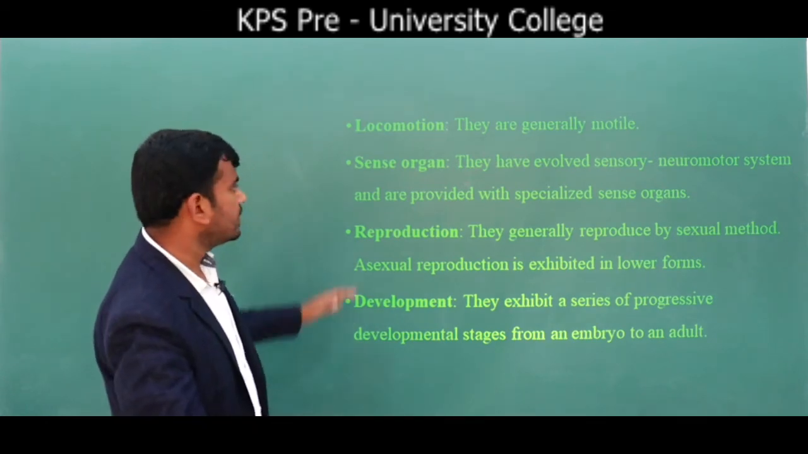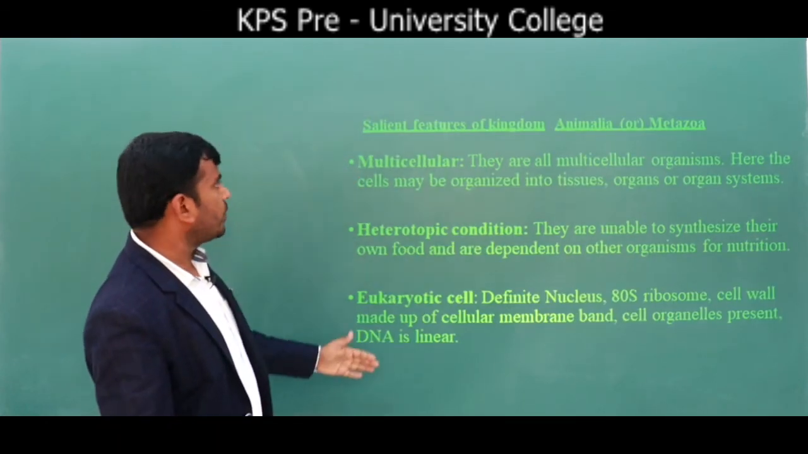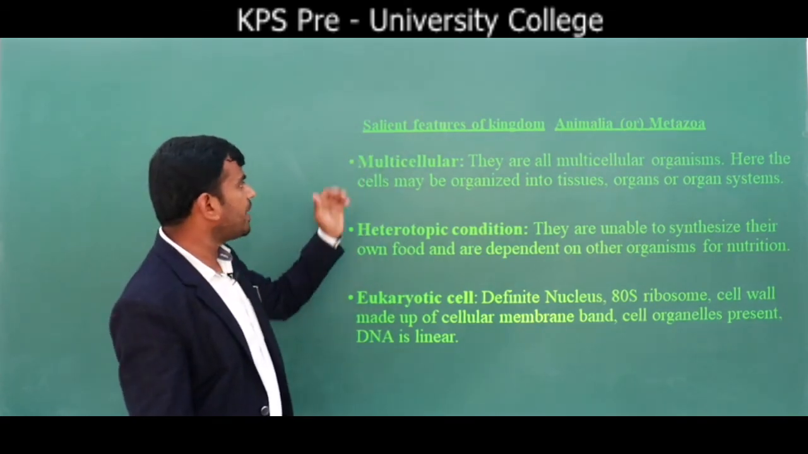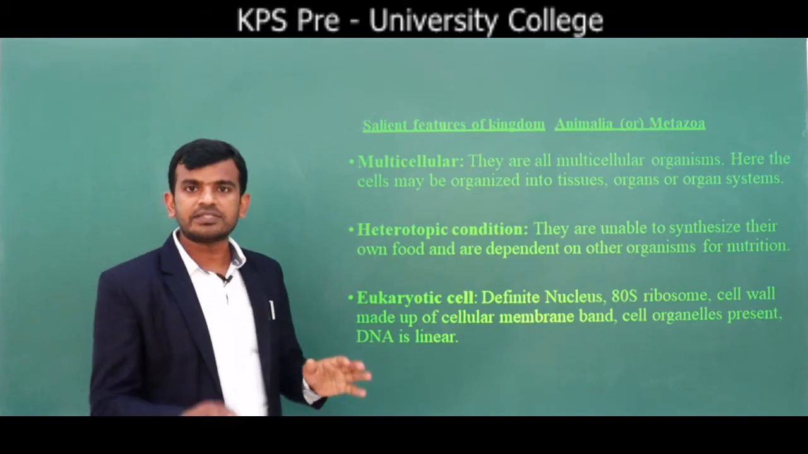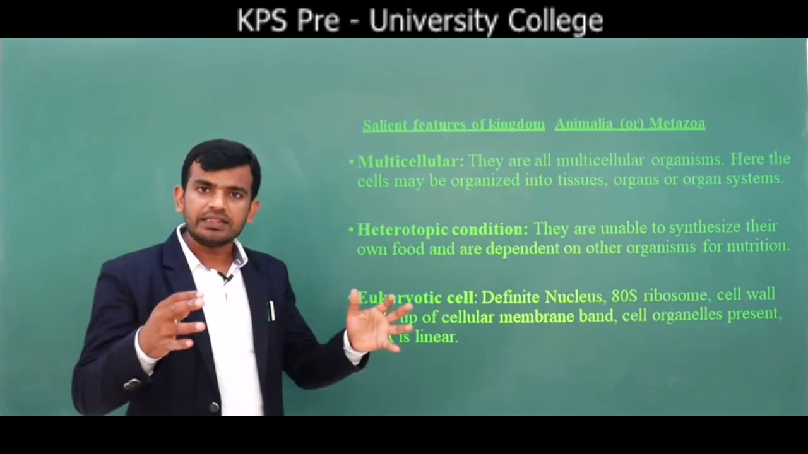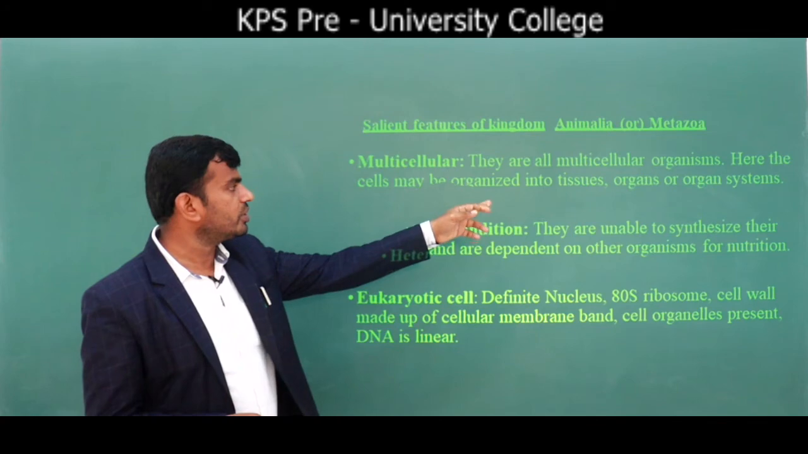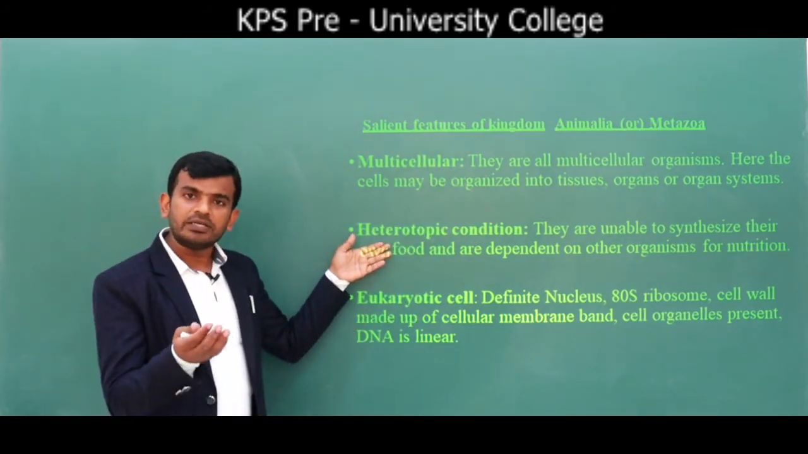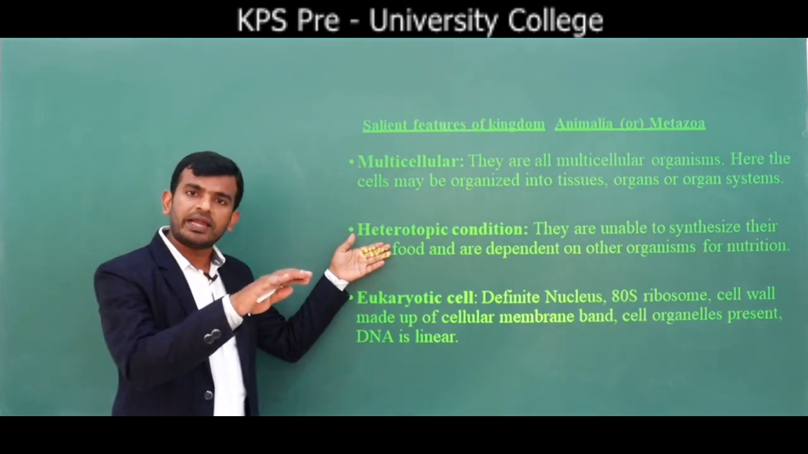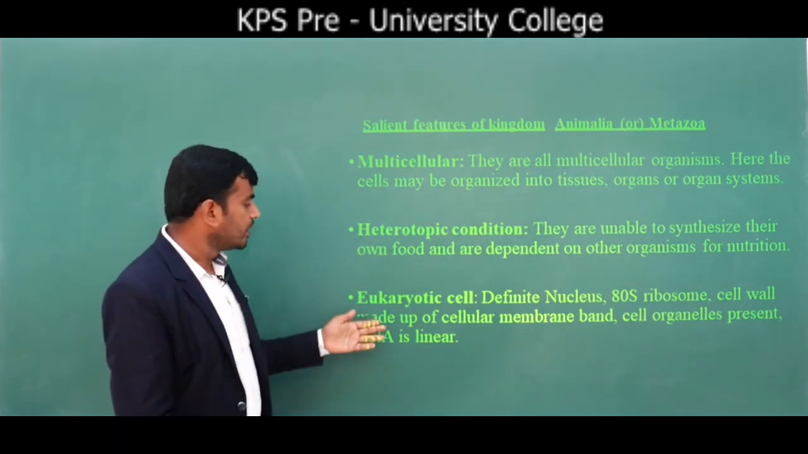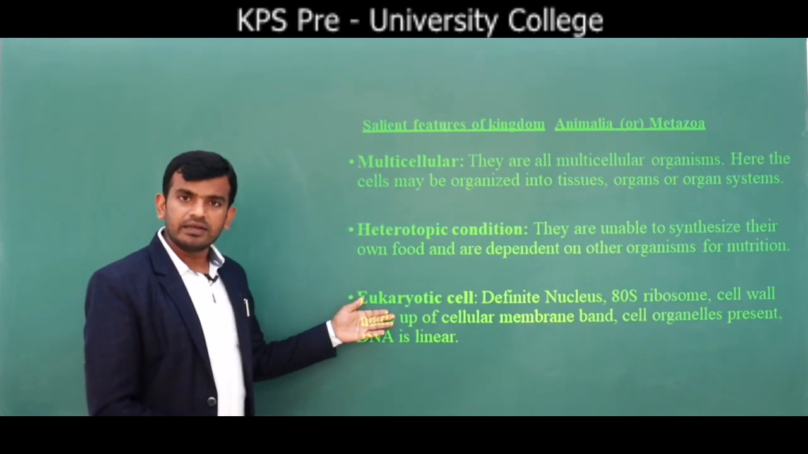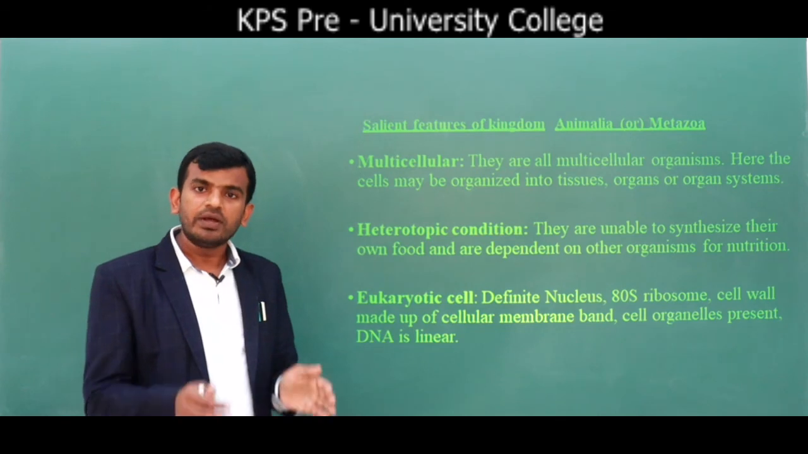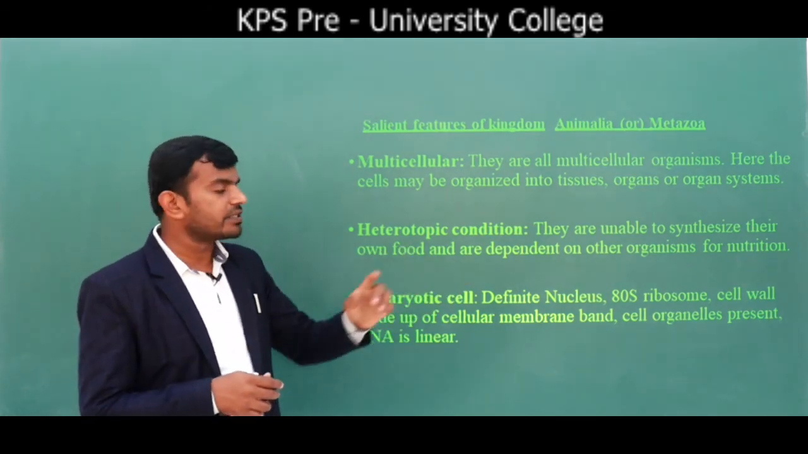Let's revise the topic once again. We are learning about the salient features of kingdom Animalia. When you see kingdom Animalia, they are multicellular. That means the animal has many cells. All cells come together to form tissue, tissues form organs, organs form organ systems. And these animals depend on other organisms, either plants or lower organisms, for food and nutrition. The cells are eukaryotic cells. That means they have a definite nucleus, 80s ribosomes you can see.